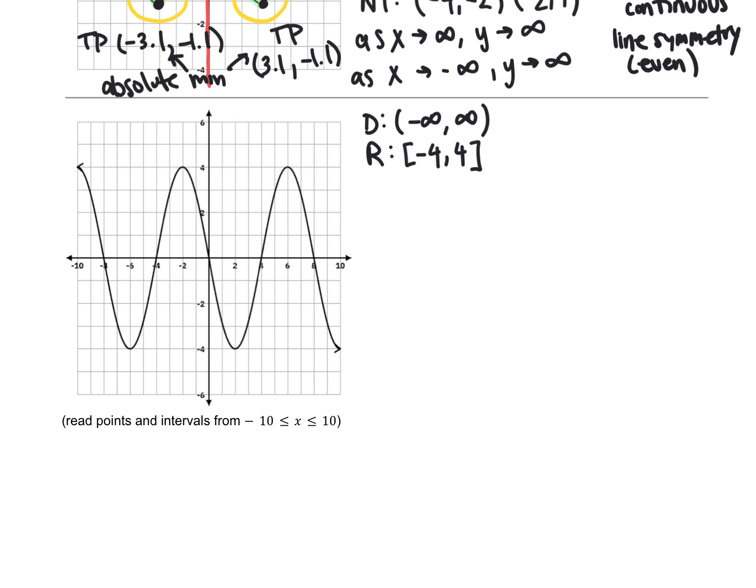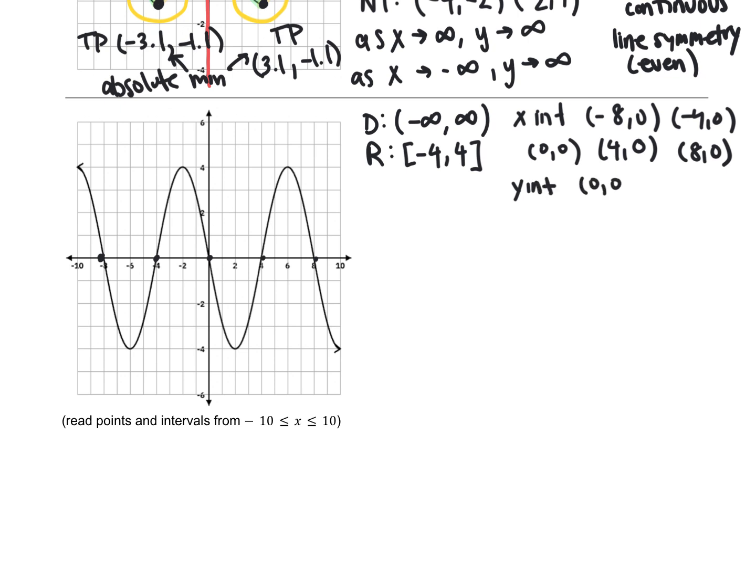So for our x-intercepts that we see, we have -8, 0. We have -4, 0. We have the origin. We have 4, 0. And we have 8, 0. For our y-intercept, it's the origin. So it's a common point between the x-intercept as well.